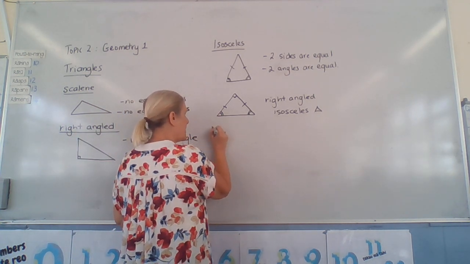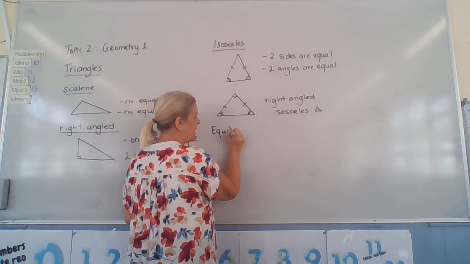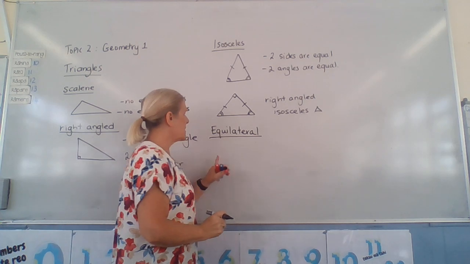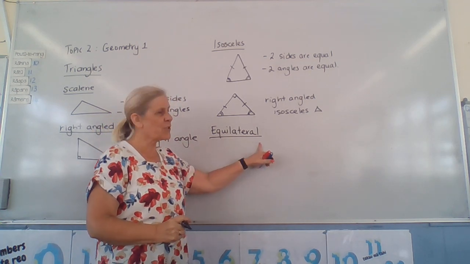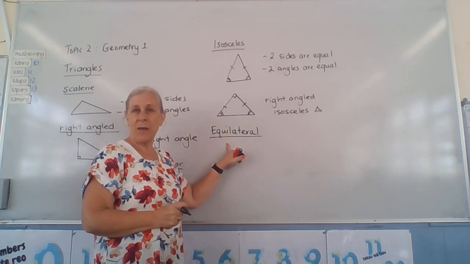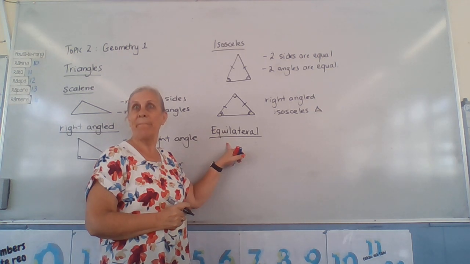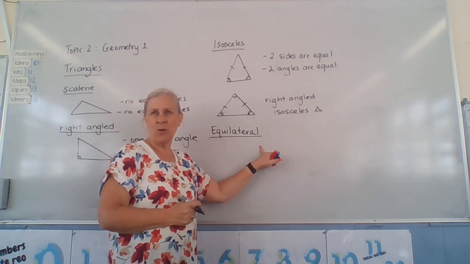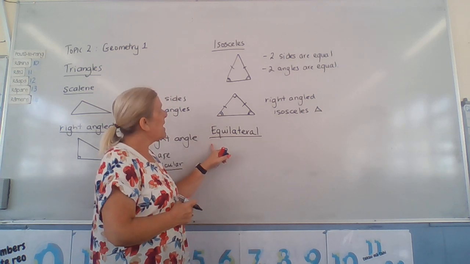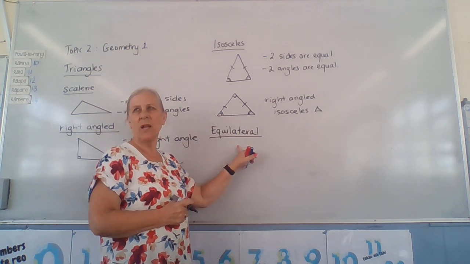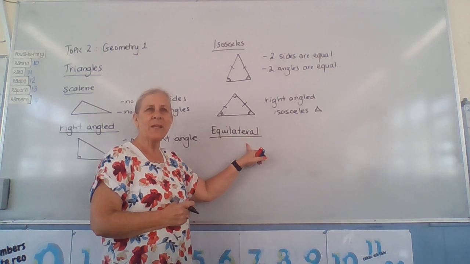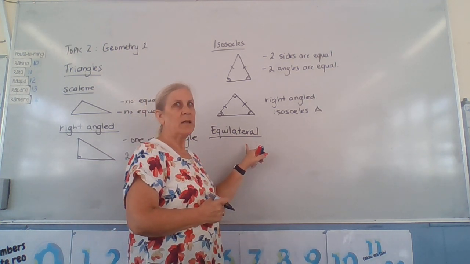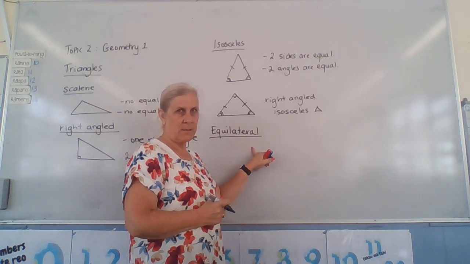The last one is the equilateral. Now, if we unpack the word, it's got equal lateral. Equal, we know what that means. What does it mean? Equal means the same. Lateral. It doesn't say equal angled. It says equal lateral. What do you think lateral means? Sides. Lateral means sides in Latin.